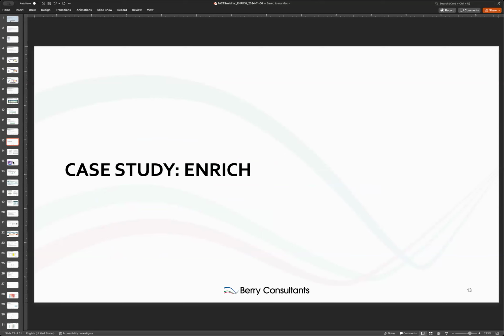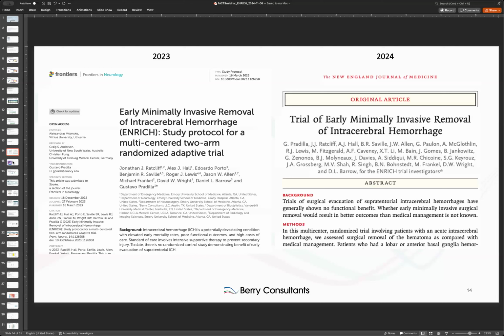Okay, so let's get into the actual case study, Enrich here. Enrich, like I said, it ran. There are results. So here are the two main publications from Enrich. The publication on the left came out in March 2023. This is the study protocol publication. And I believe the adaptive design report that was developed at Berry Consultants is an appendix to this, or supplemental material to this publication. So you could find that there.